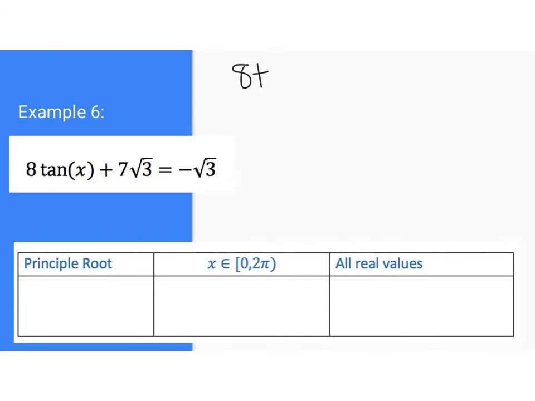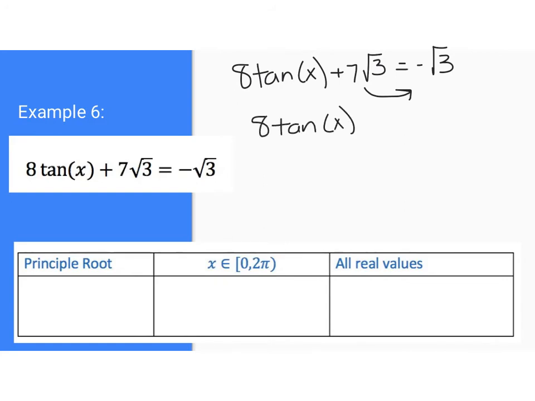So we have 8 tangent of x plus 7 root 3 equals negative root 3. Again, for this one, we're going to try and solve algebraically. So I'm going to start by moving the 7 root 3 from the left to the right. Remember, this is negative 1 root 3 on that side. So as I move that 7 to the other side, it becomes negative 8 root 3.